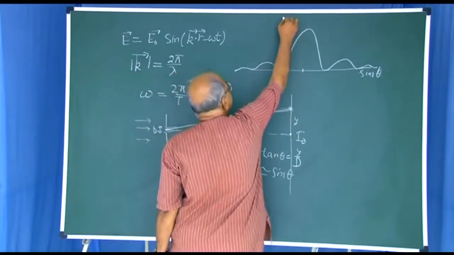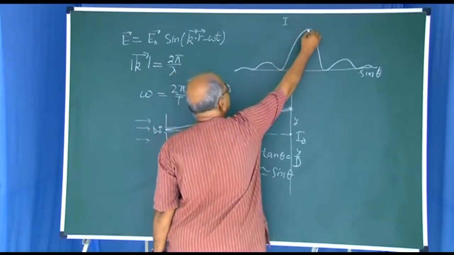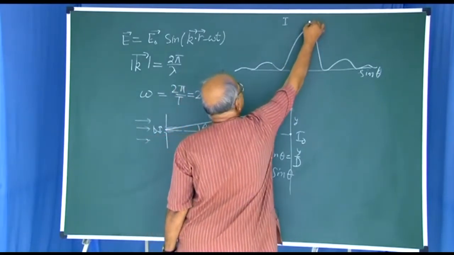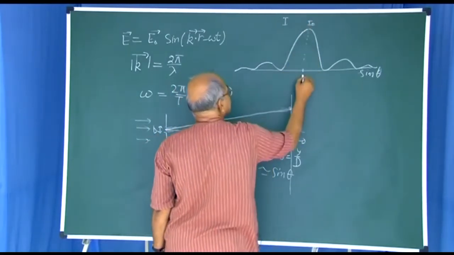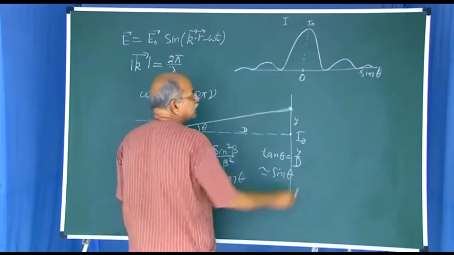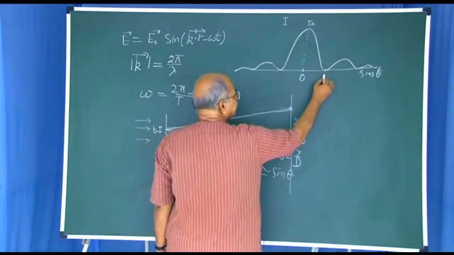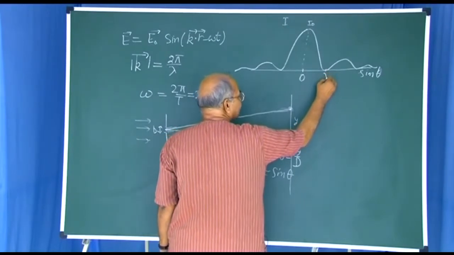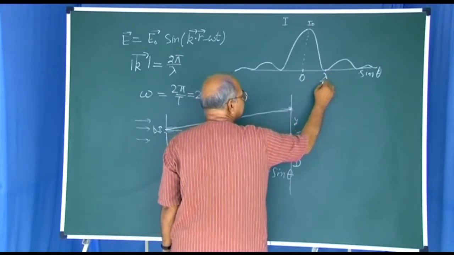What is this side? This side is intensity, and this is I naught. This is the central point, and the intensity is I naught here. This is sine theta equal to 0, and this point here is sine theta equal to lambda by b.